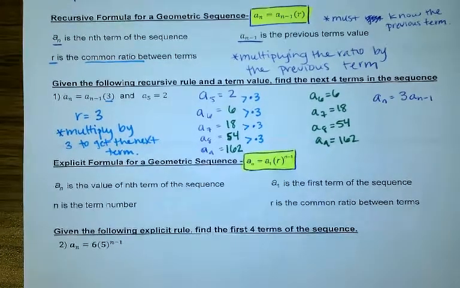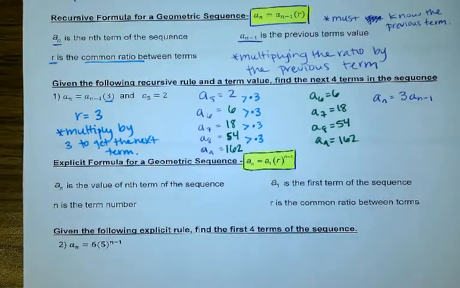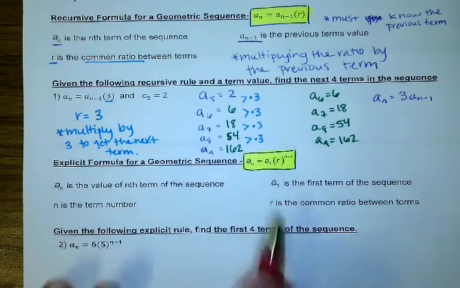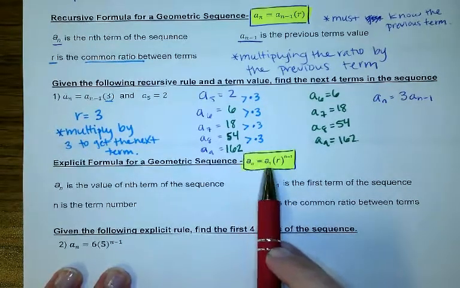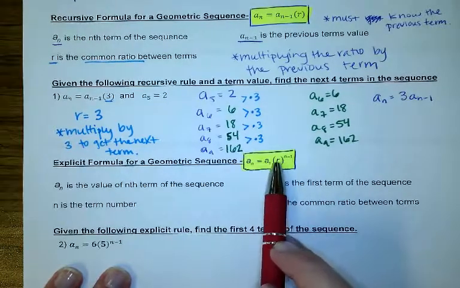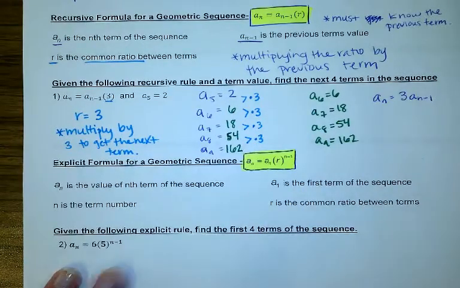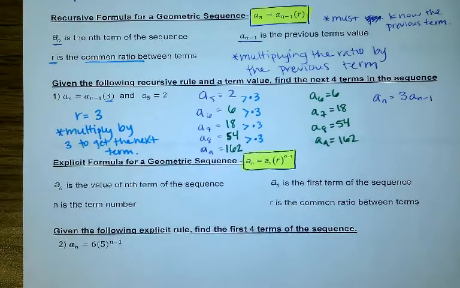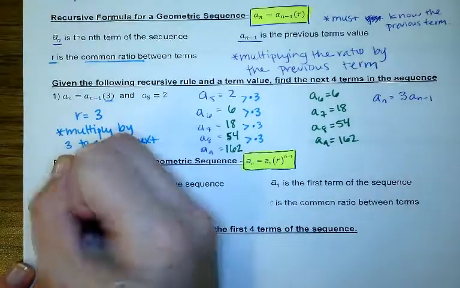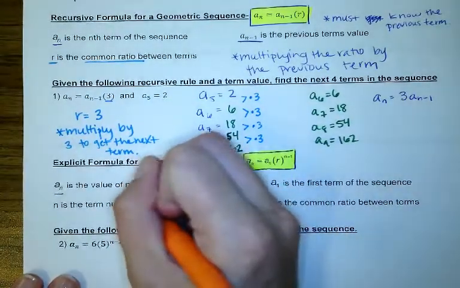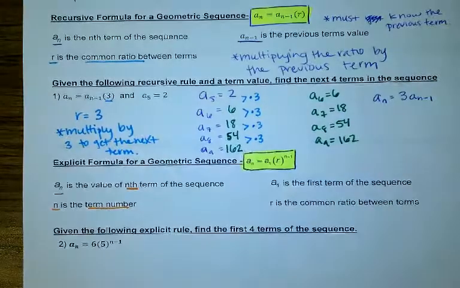So guys, what this formula means is a sub n is equal to a sub 1 times r, the ratio, to the n minus 1 power. So now we're dealing with exponents, okay? In this case, a sub n is the nth term of the sequence. That n becomes important, right? It's that nth term. And n is your term number.